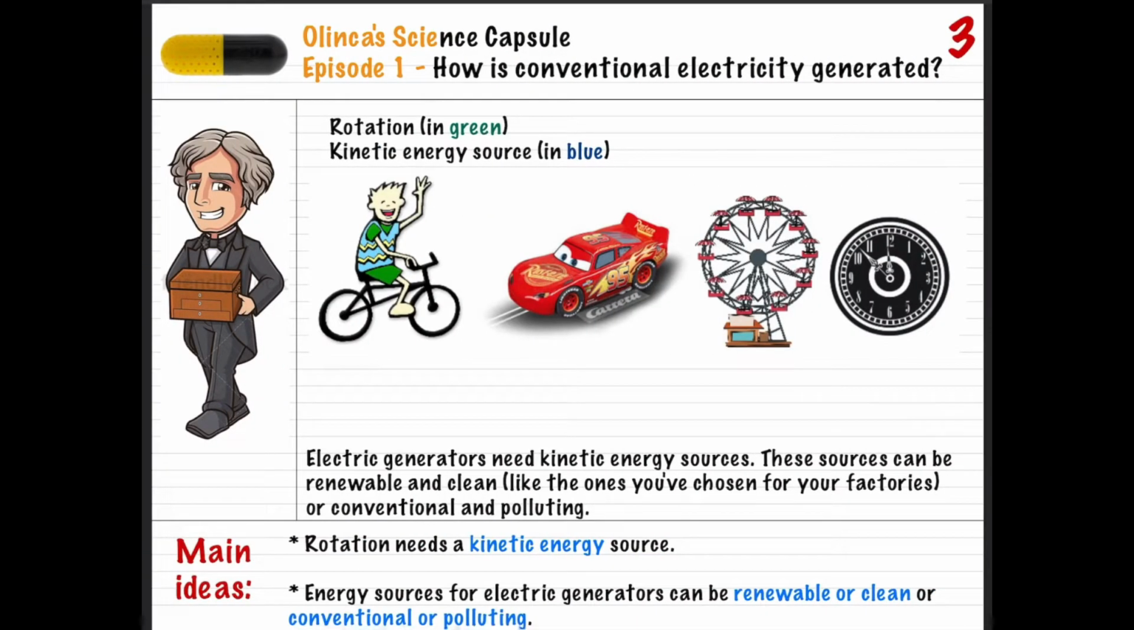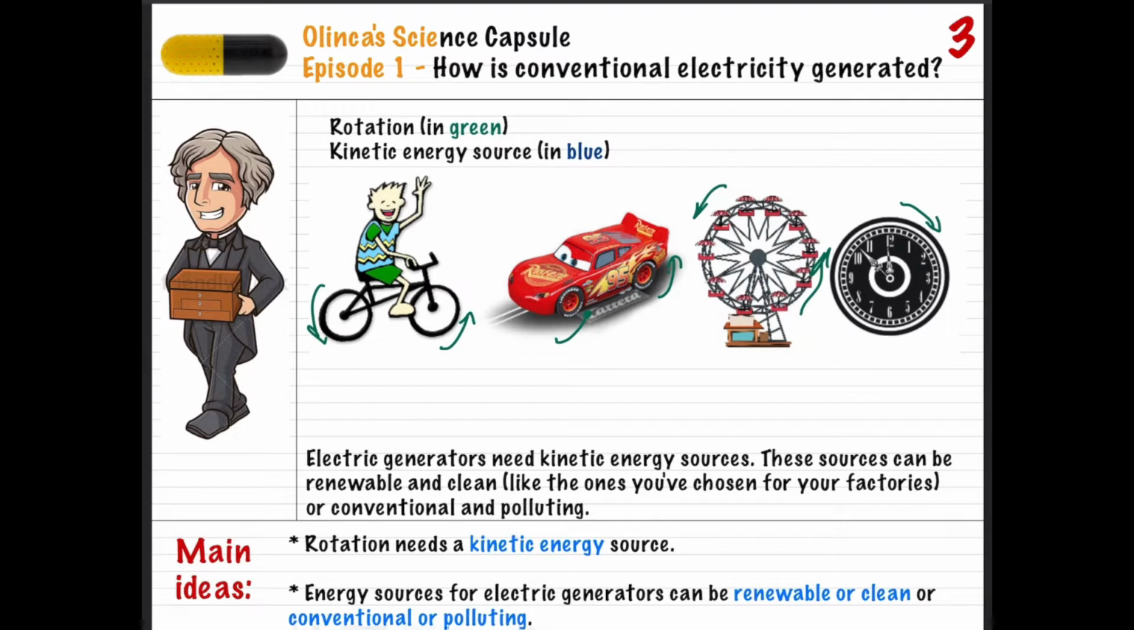Rotation is a type of motion that we can see in the wheels of a bike, or in the wheels of a car, in a Ferris wheel, and in a clock. For rotation to happen, it needs a special kind of energy that's called kinetic energy. That is the energy that is produced by the motion of an object.